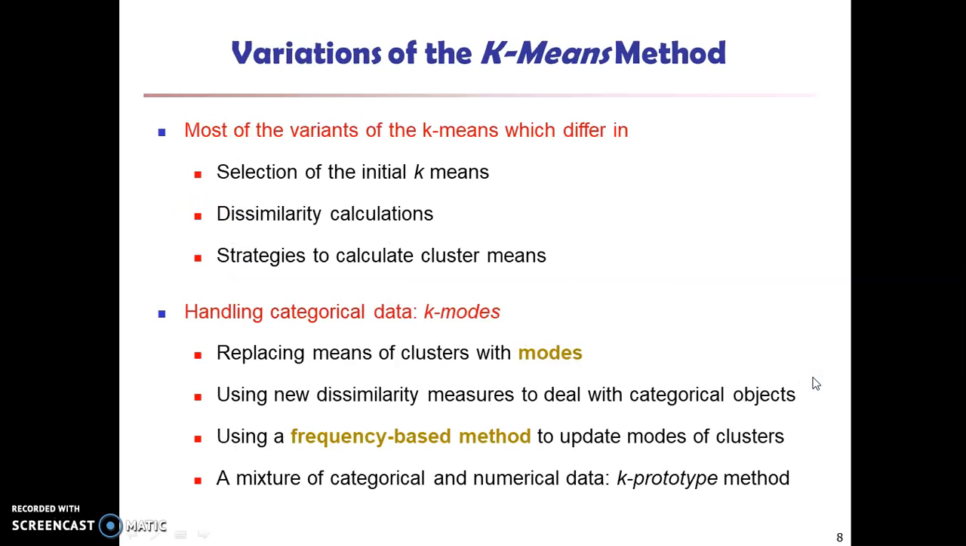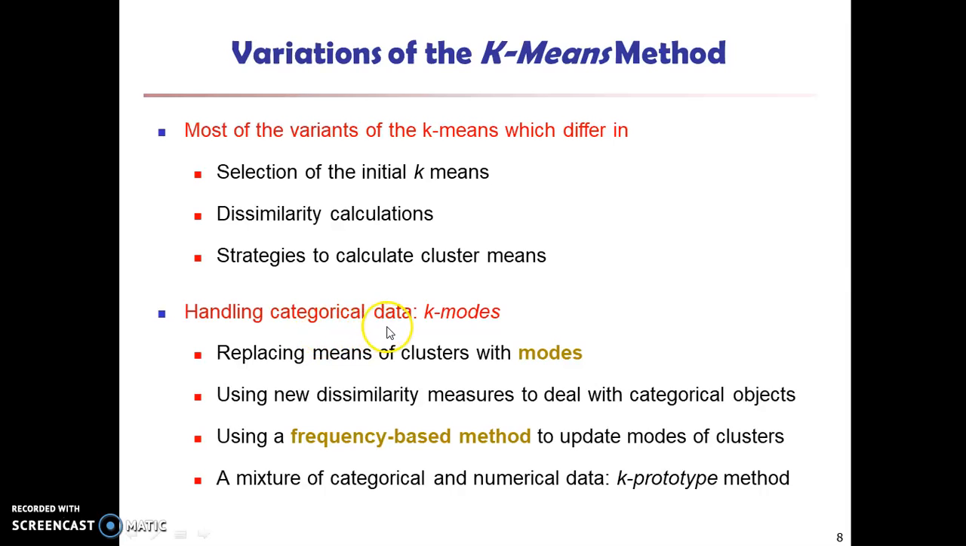Next, the variations of the k-means method. Most of the variants of k-means differ in the selection of the initial k means. The second is dissimilarity calculations. When you find a cluster, you have to identify the dissimilar data objects also, so there you find some difficulties. The third is the strategies to calculate cluster means. So these are the ways the variants of k-means differ.